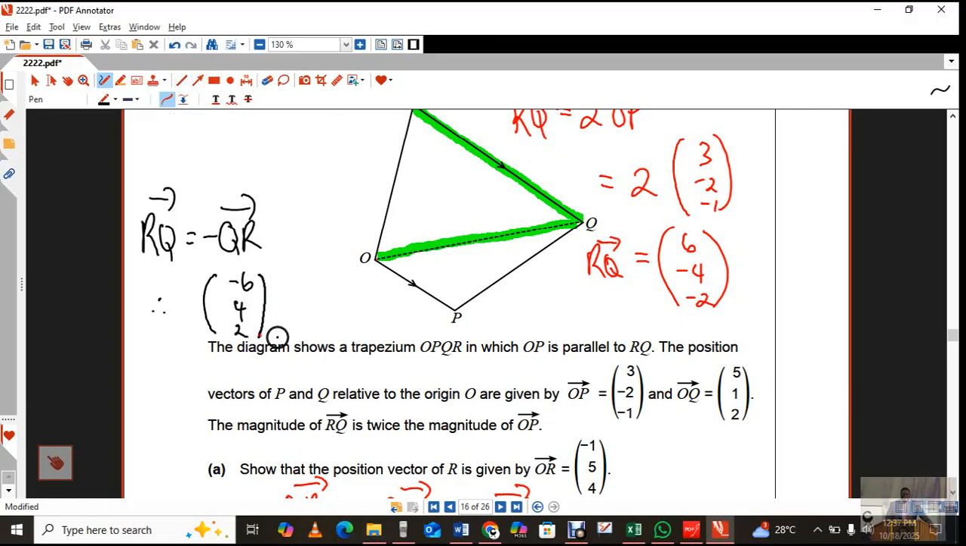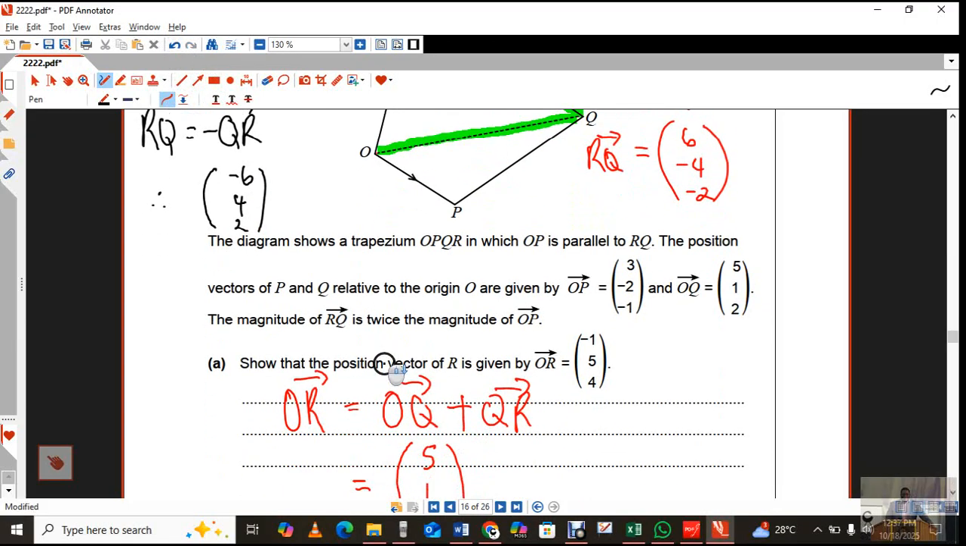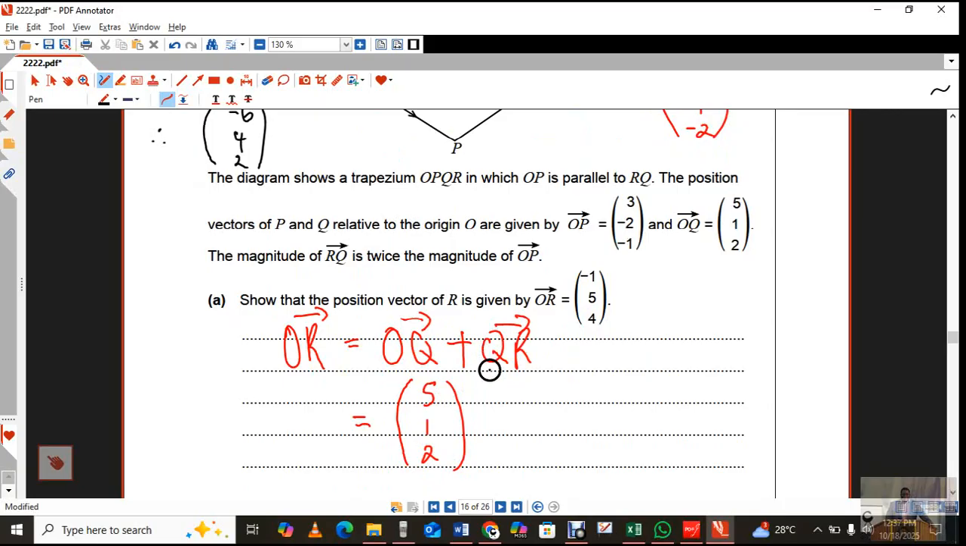Okay. So that is going to be my QR. So I'm going to add 6, negative 6, 4, and 2. So add negative 6, 4, and 2. What does that give me?